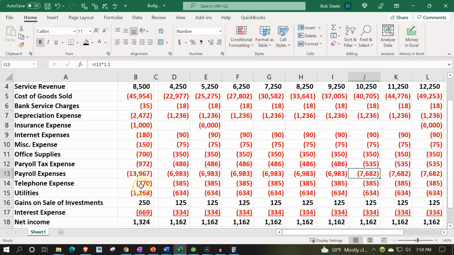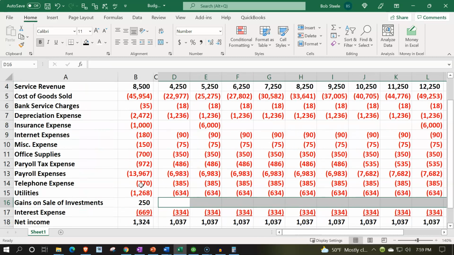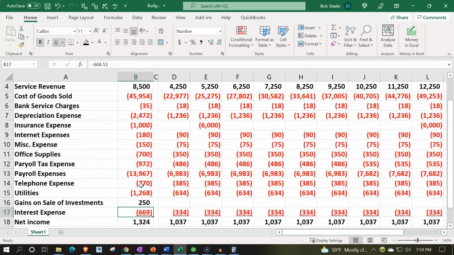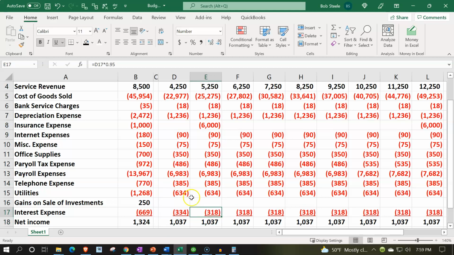So then we're going to say telephone. We would expect that to be somewhat similar, unless we increase the business. This one we would say utilities, probably the same. The gains, I don't really expect the gains because we sold our stock, so this is an unusual thing. Maybe that's not something we expect to really be happening. And the interest really depends on our financing. If we expect the financing to be the same, it might actually go down because you would expect it to be going down periodically. So let's say that one actually goes down. This times 0.95, let's say. So it's going to decrease, and then I'll copy that all the way across. Something like that.